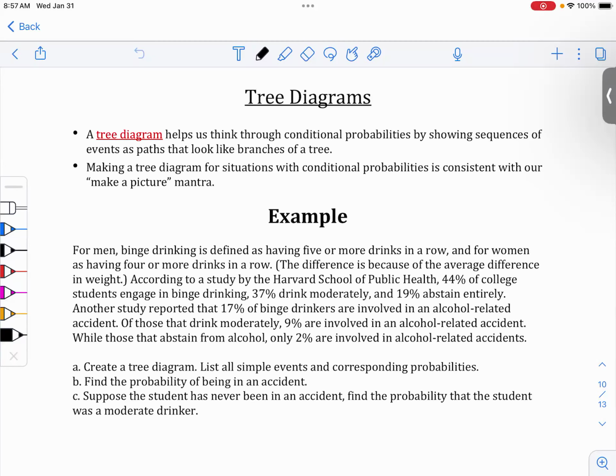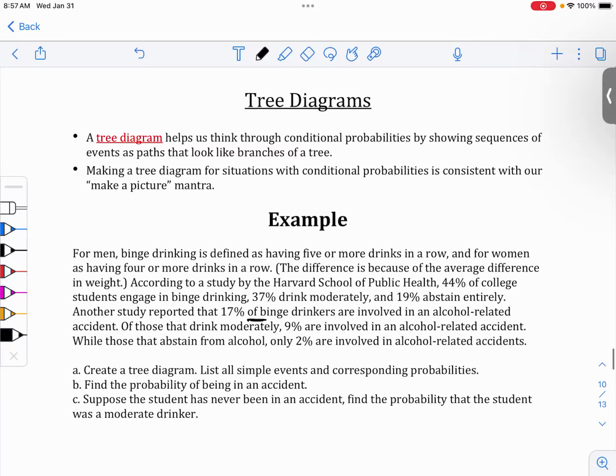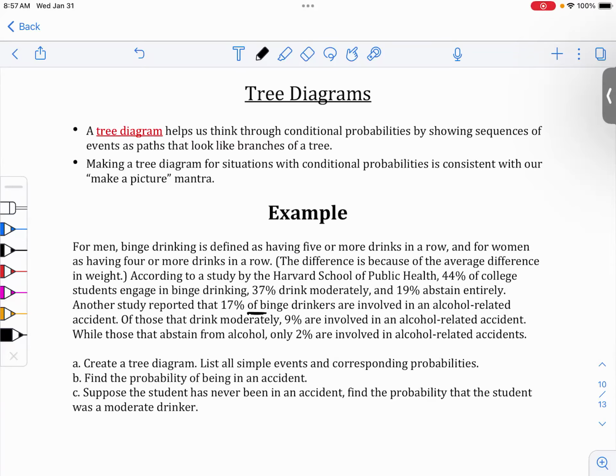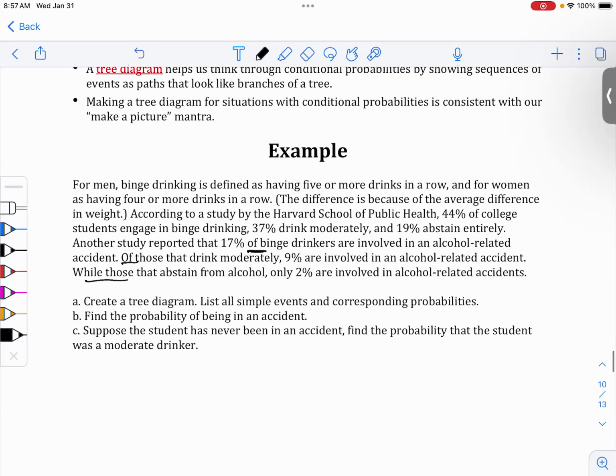Another study reported that 17% of binge drinkers are involved in an alcohol-related accident. Of binge drinkers, that means that is a conditional. Since that is a conditional, that's what indicates we have a tree. And it's not just that one. Of those that drink moderately, 9% are involved in an alcohol-related accident, and of those that abstain, 2% are involved. So we see lots of conditionals. The question says, create a tree diagram.